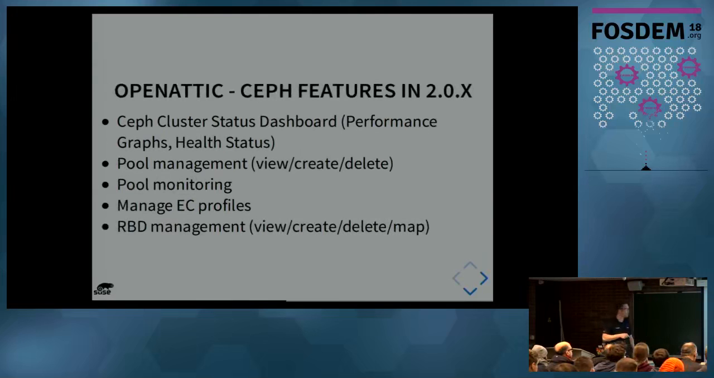Let's look at the past, for those who have seen or know about openATTIC from last year or did not follow the whole development this year. What we had with 2.x already was Ceph cluster and status dashboards. Those were still based on Nagios, gathering the data with Nagios and Icinga. We had initial pool management and also pool monitoring, also based on Nagios. We were already able to manage, delete, and create new RBDs.